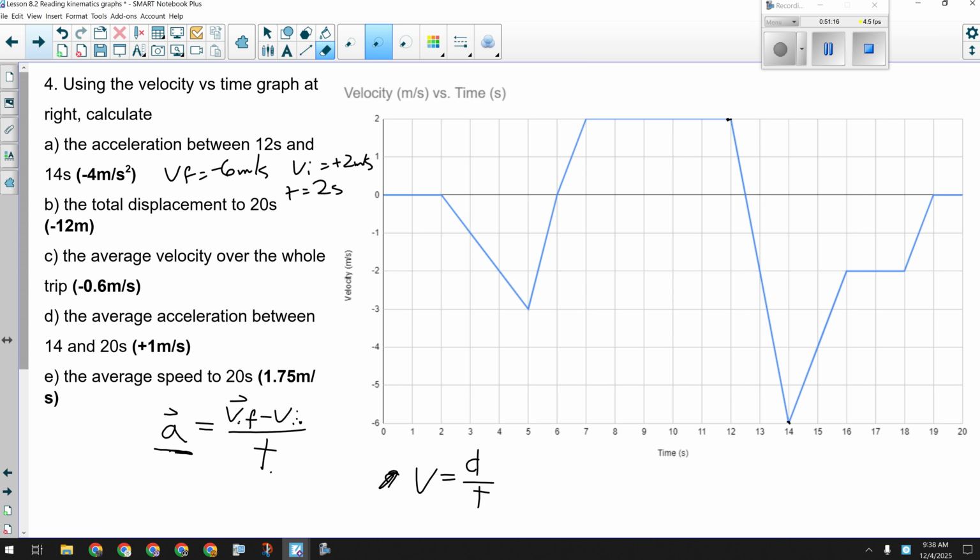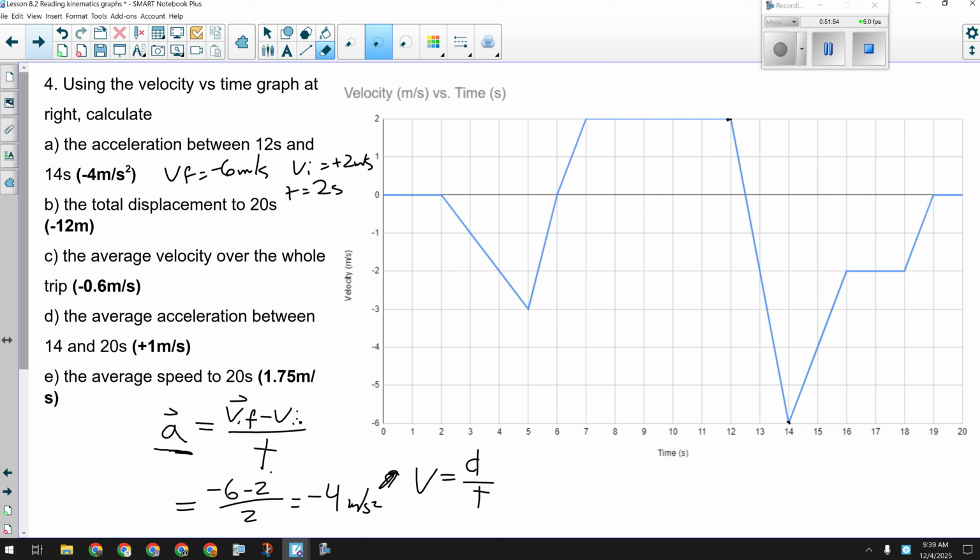Do I have enough to calculate the acceleration with that formula? Then just plug in the numbers. So that'll be -6 minus 2 divided by 2. So -8 divided by 2 is -4 meters per second squared. We will be using that formula a little bit. You won't have to manipulate it when we're doing graphs. You just have to use it, just like you did final position minus initial position over time. It works exactly the same.